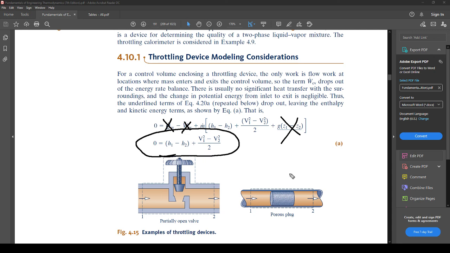Right here. So it ends up being just like the equation for the diffuser and the nozzle. It ends up being the same thing. But they're designed to do two massively different things.